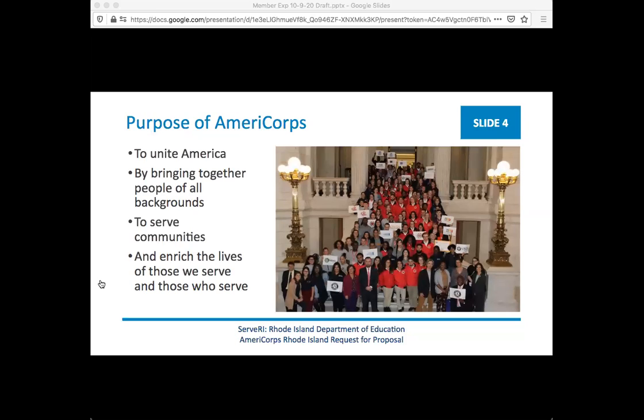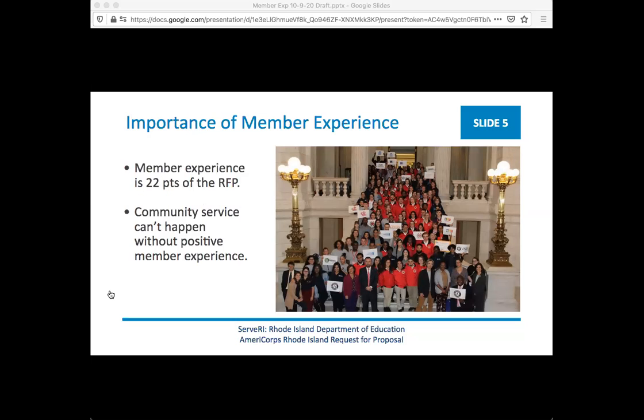So let's start big picture. What's the purpose of AmeriCorps? To unite America, to bring together people of all different backgrounds, to serve communities, and also to enrich the lives of those we serve, as well as those who serve. So a key component of that is the importance of member experience.